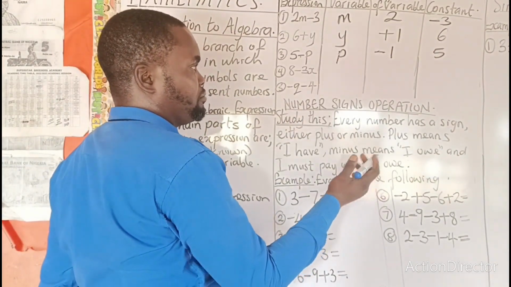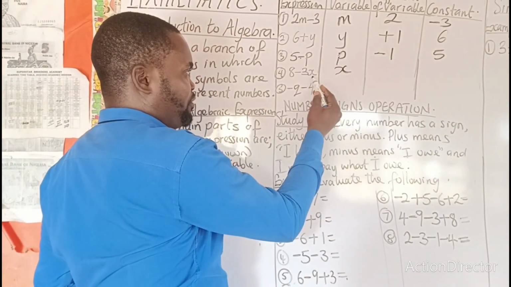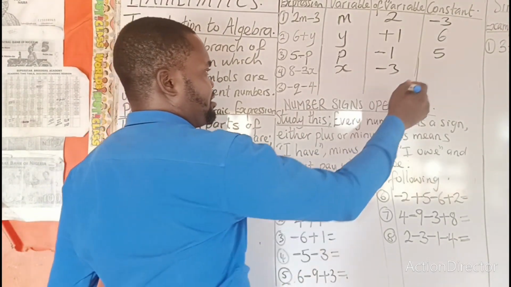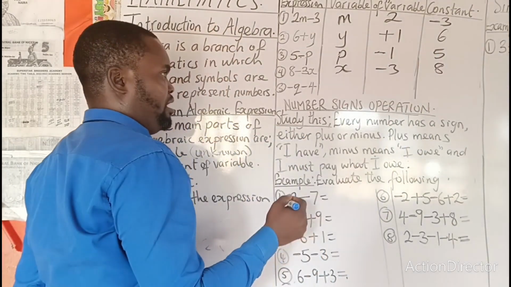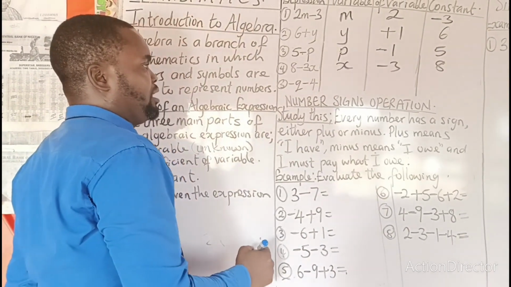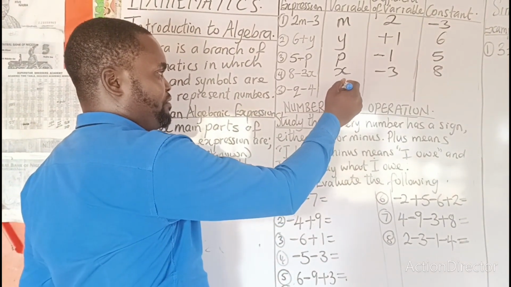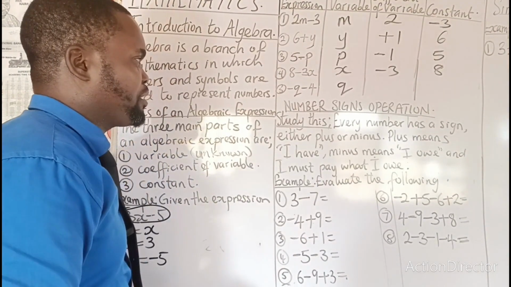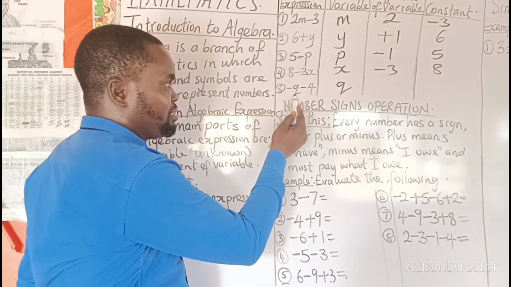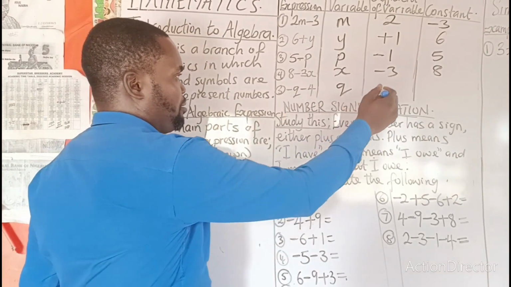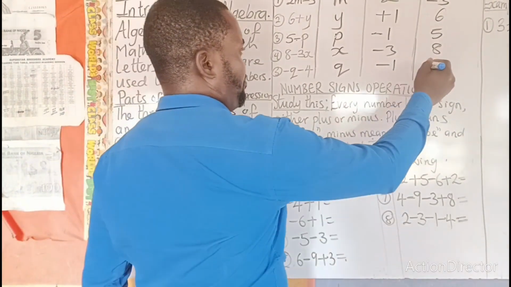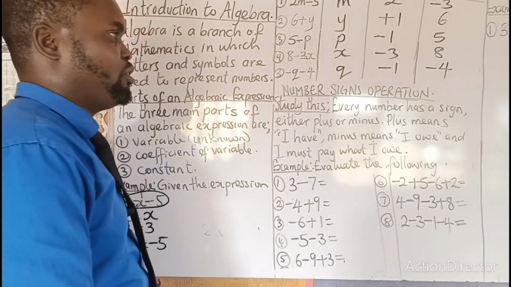What about here? What is the variable? X. What is the coefficient of the variable? Minus 3. What is the constant? 8 or plus 8. Very good. What about this? What is our variable here? Q. The letter is our variable. What is the coefficient of Q? Minus 1. How many Q is this? 1. So we have minus 1. And then what is the constant? Minus 4. Excellent. You have done very good.